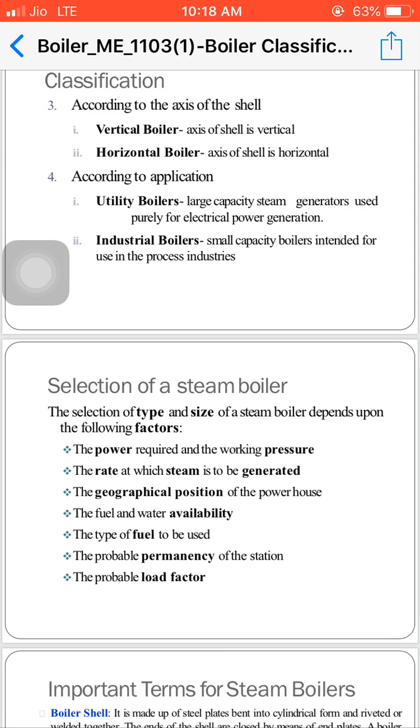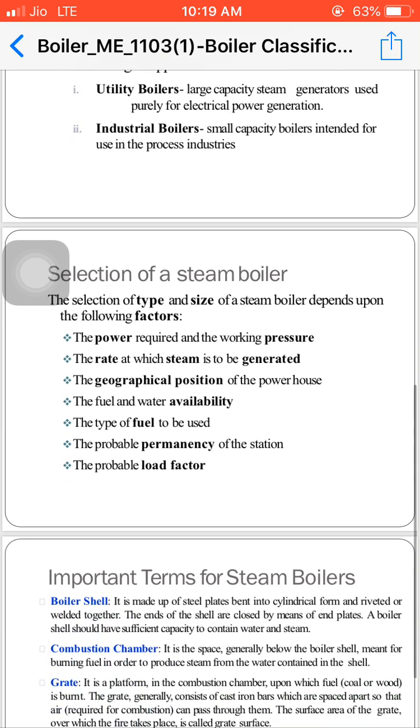Fourth, the fuel and water availability, meaning which type of fuel can be used for working of the boiler. This is the main factor because there are a number of fuels used for steam generation in a boiler. Next one, the probable permanency of the station, and last one is the probable load factor. These are the various factors to be considered while selecting a steam boiler.